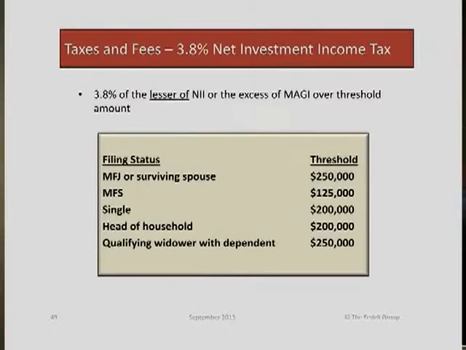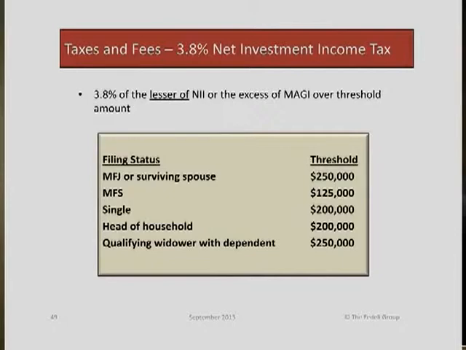Moving along, how's it calculated? It's 3.8% of the lesser of net investment income, or the excess of MAGI, modified adjusted gross income, over a threshold amount. Congress has established thresholds based on filing status. As you can see, based on those values, this 3.8%, and we're going to talk about the Medicare payroll tax as well, both taxes are really geared toward, I wouldn't say necessarily wealthy individuals, but definitely upper middle income class families. So married filing joint, $250,000 is the threshold, single $200,000, and so on.